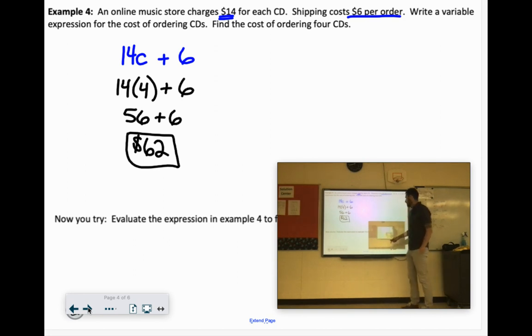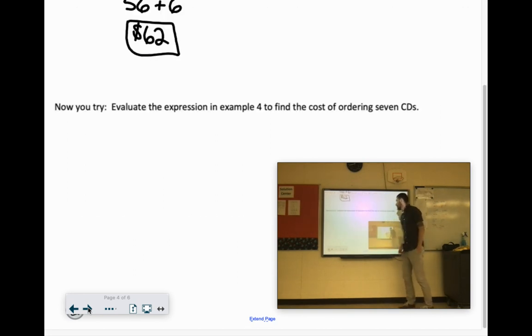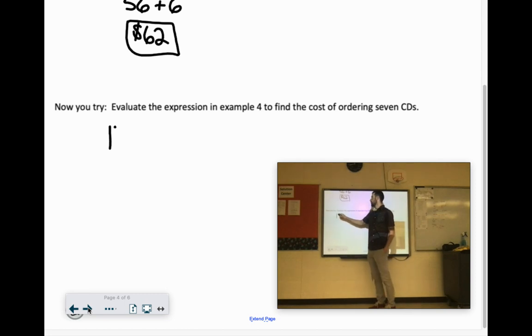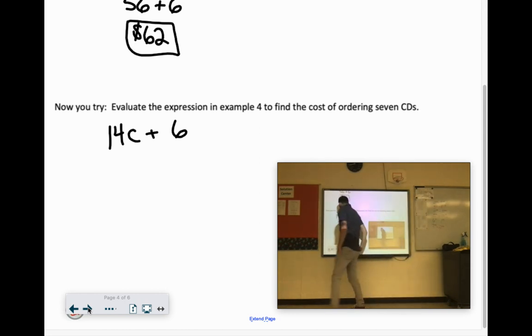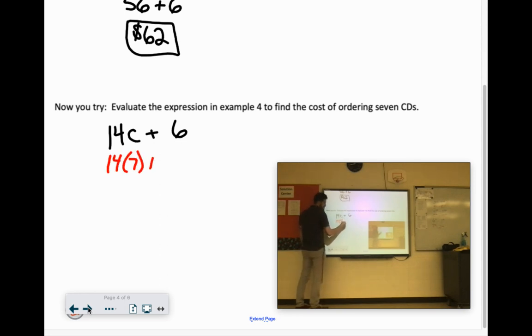Evaluate the expression in example 4 to find the cost of ordering 7 CDs. We already have the formula. The formula was 14C plus 6. So I want you to try to figure out how much that would cost for 7 CDs. 14 times 7 plus 6. 14 times 7 is 98. Plus 6 comes out to $104.